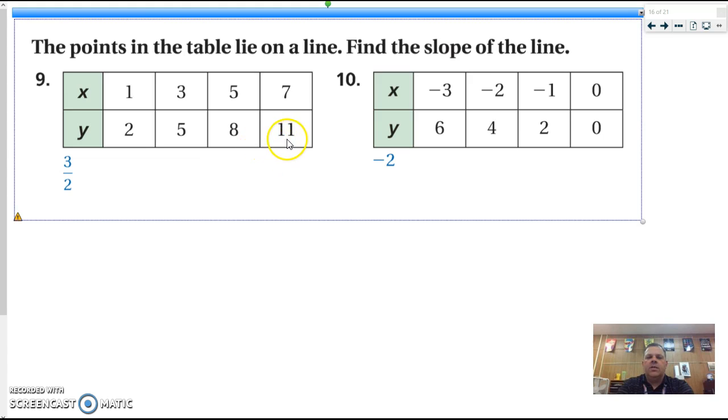When we simplify this, 11 minus 2 is 9. 7 minus 1 is 6. 9 over 6 simplifies to 3/2. In the second one, doing the same thing, our slope is negative 2.